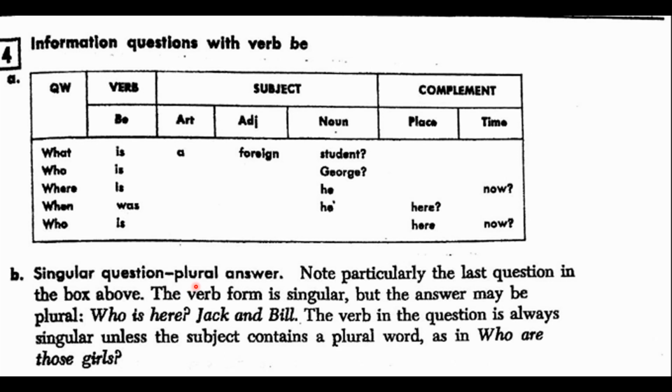Singular question, plural answer. Note particularly the last question in the box above. Who is here now? Who is here? Jack and Bill. The verb form is singular. Who is singular, but the answer may be plural. Who is here? Jack and Bill. The verb in the question is always singular, unless the subject contains a plural word, as in who are those girls.